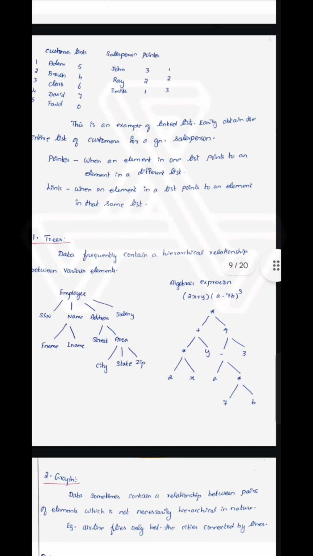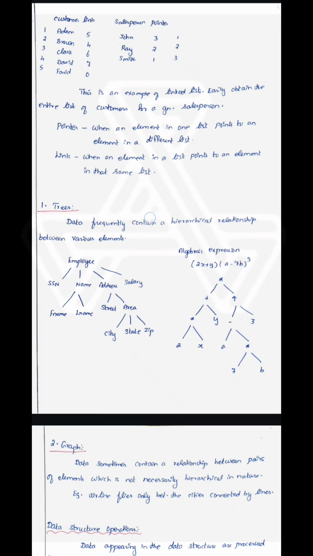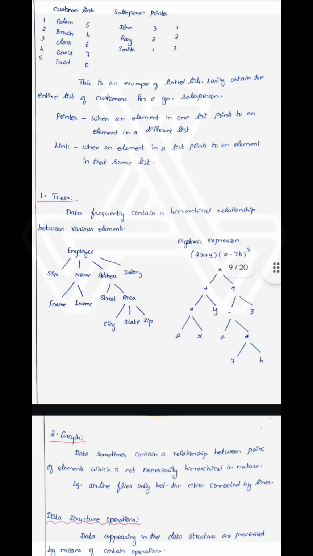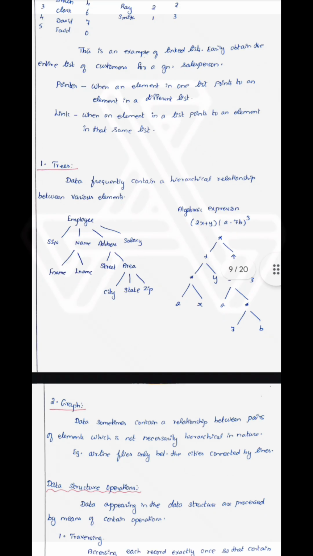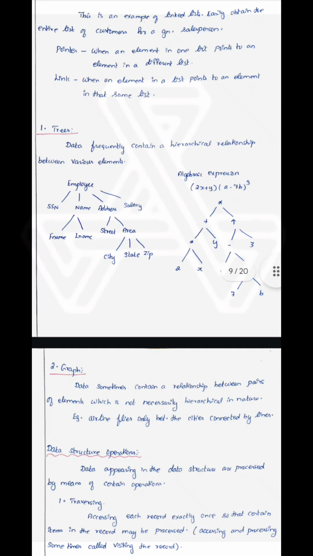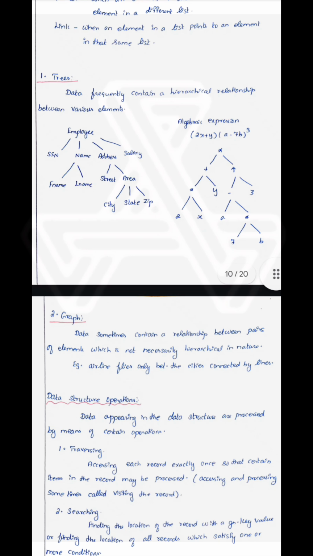This is an example of a linked list. Easily obtain the entire list of customers for a given salesperson. Pointer: when an element in one list points to an element in a different list. Link: when an element in a list points to an element in the same list.